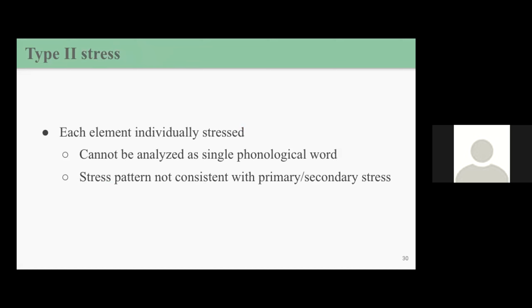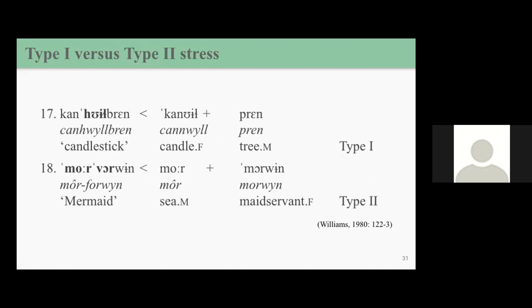So here, if you have a 3-syllable word, number 17 is a type 1 compound. If you have 3 syllables, you would have the first syllable unstressed, the second one stressed, and the third unstressed. And you wouldn't have secondary stress. But in a type 2, in 18, you have 2 primary stresses back to back.